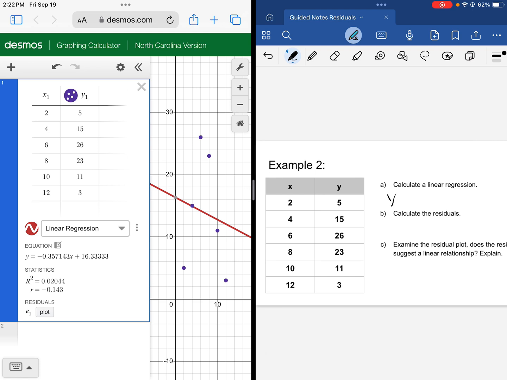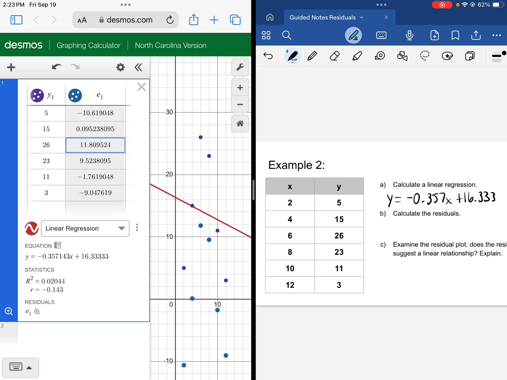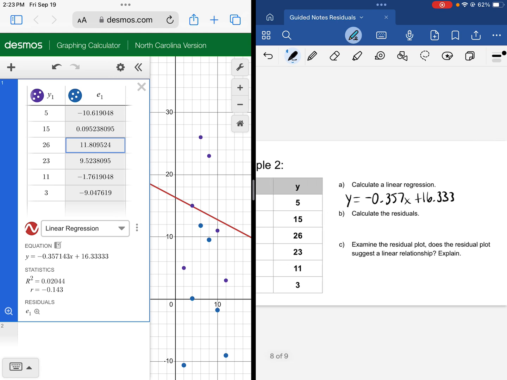y equals negative 0.357x plus 16.333. I want to calculate those residuals. So again, on Desmos, under that word residuals, click that plot button. And it's going to create that new column in your table. And that new column in your table is going to have your residual values in it.